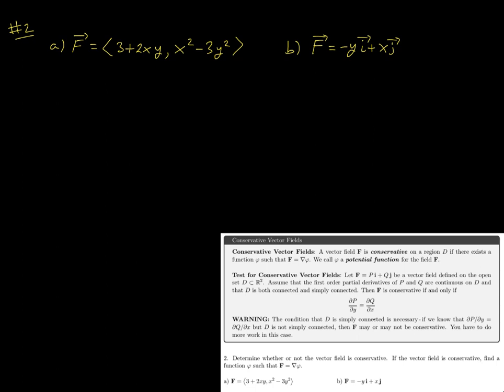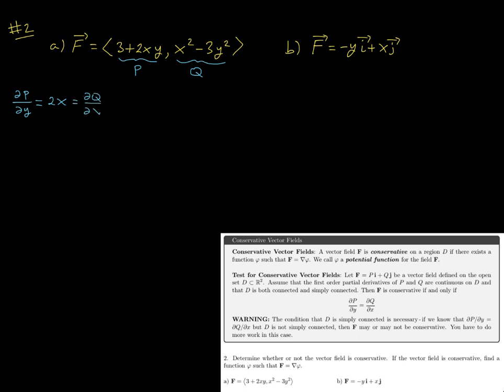All right. Well, let's now go to problem 2. This says determine whether or not the vector field is conservative. If the vector field is conservative, find the function phi such that f is equal to the gradient of phi. Starting with A here, we have for p, the i component, 3 plus 2xy, and q is x squared minus 3y squared. So if I differentiate p with respect to y, I'm going to get 2x. And if I differentiate q with respect to x, I also get 2x.